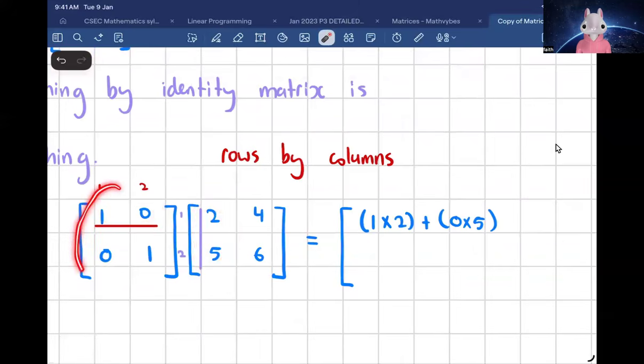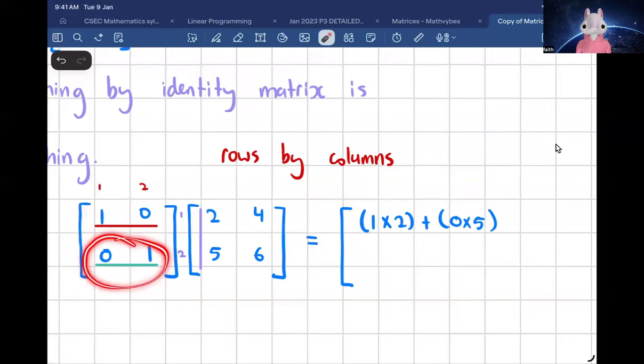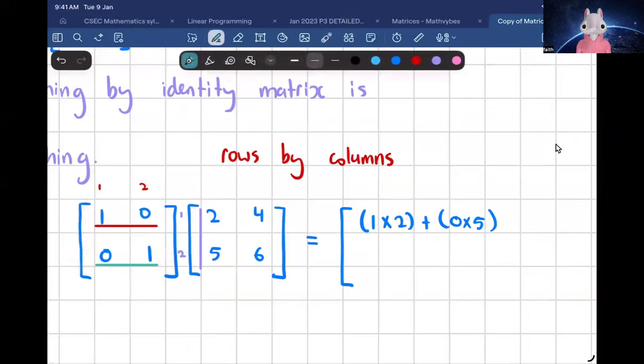Are there any other rows here we need to multiply out? 0 and 1, exactly, underneath. So we need to move on to the 0 and the 1 now. And you're going to multiply the 0 and the 1 by the 2 and the 5. Same procedure. So you tell me what to write. 0 by 2, plus 1 by 5. Okay, does everybody understand how I did that?